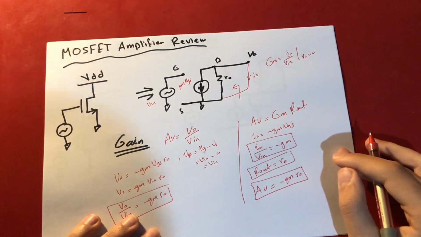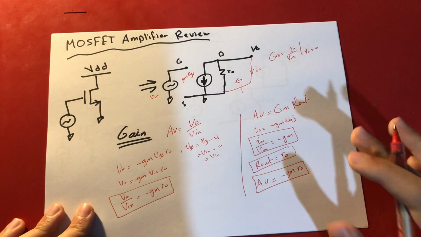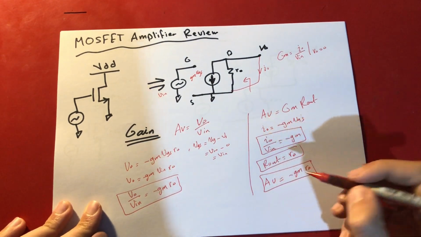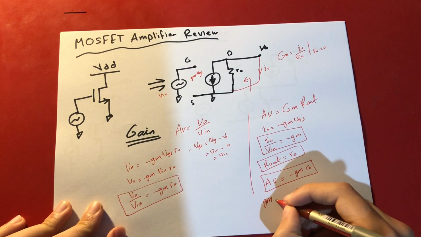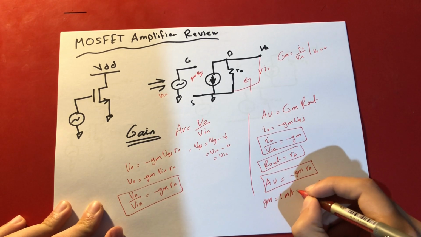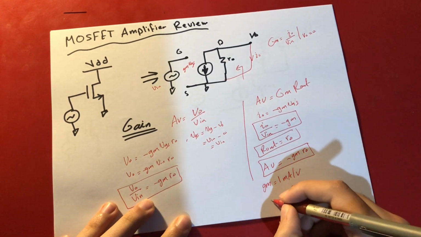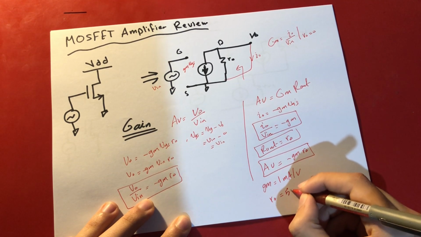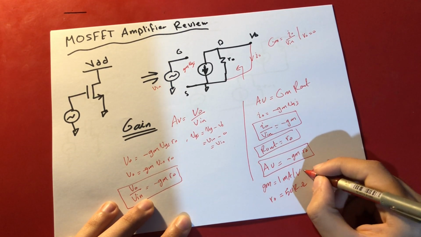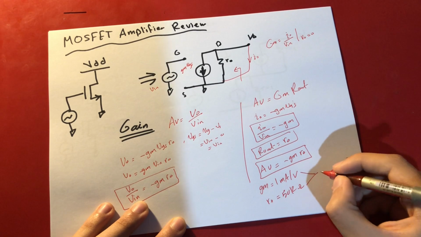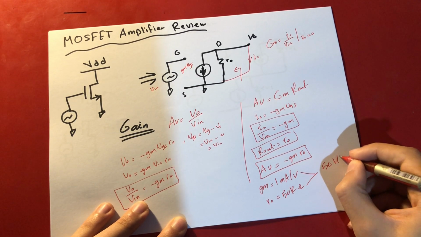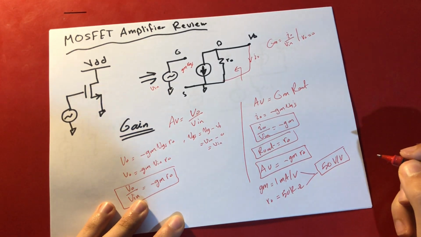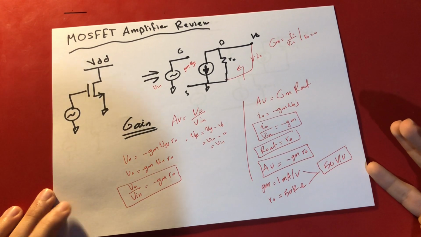All right, why do we do this? Let's say that gm is about 1 milliampere per volt, right? And RO about 50 kilo ohms. The gain of this circuit becomes what? 50 volt per volt, right? All right, that's a good gain.